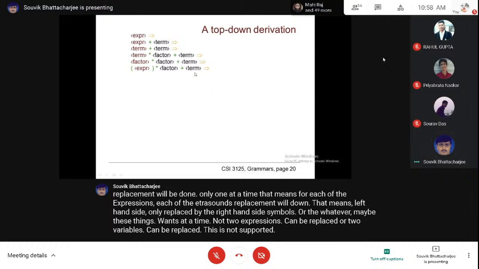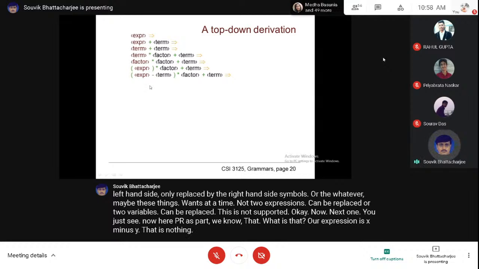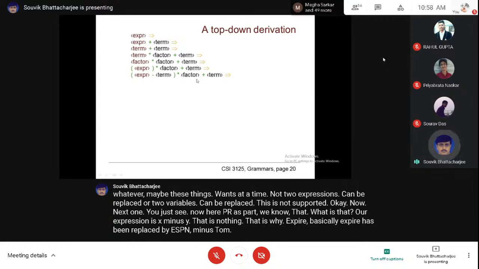Okay. Now, next one. You just see now EXPR, as per we know that our expression is x minus y. That is the thing. That is why EXPR has been replaced by EXPR minus term into factor plus term.